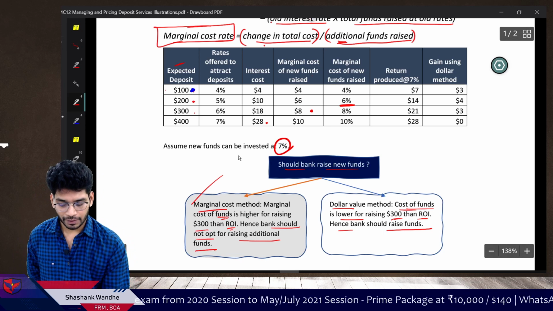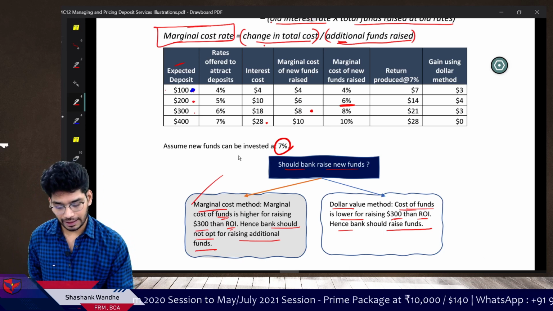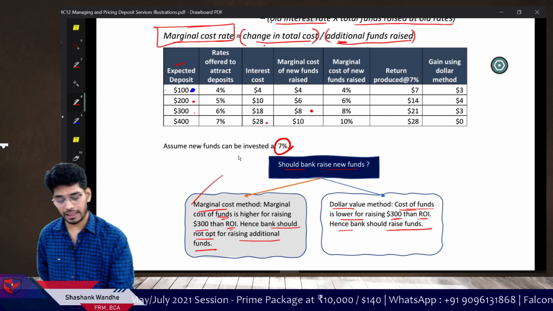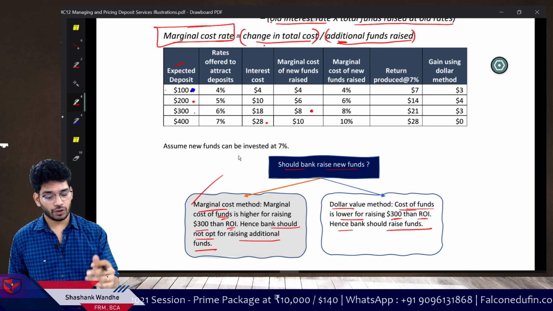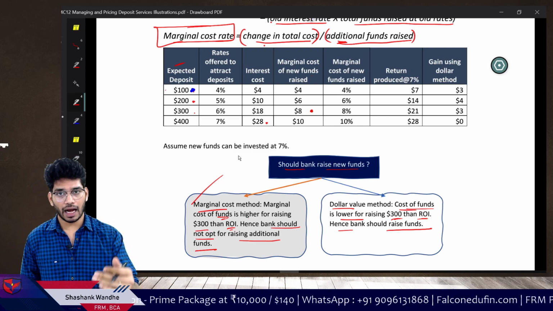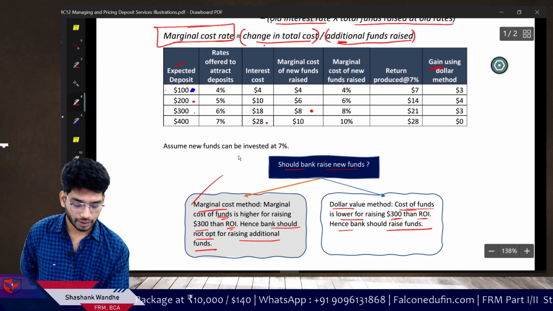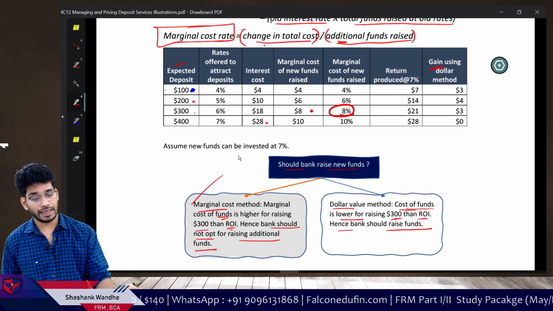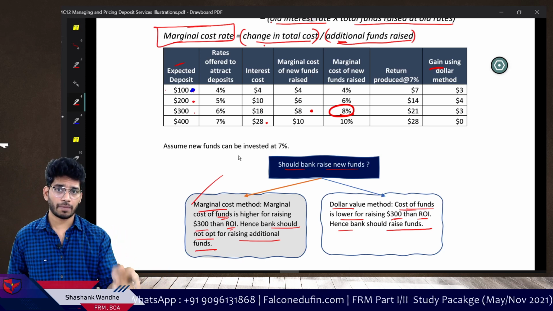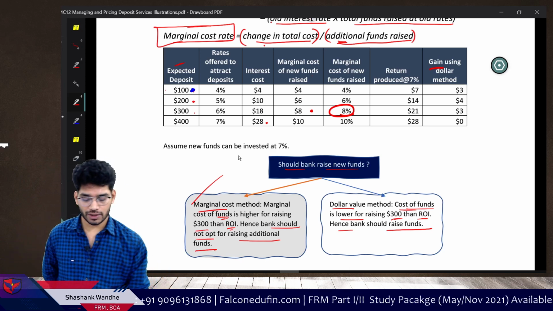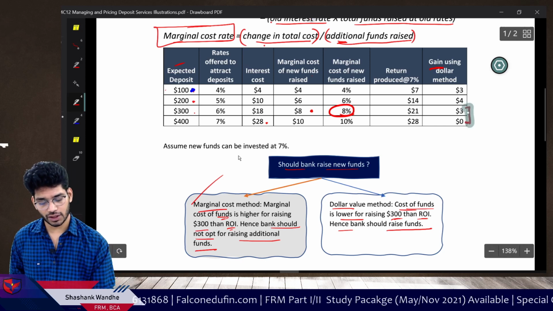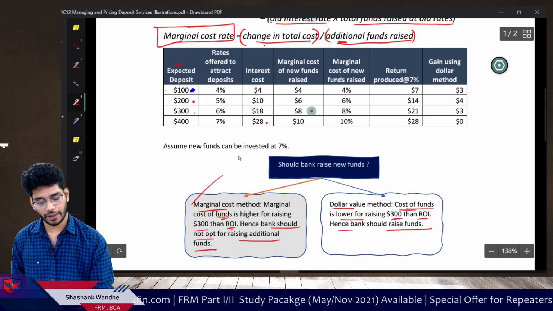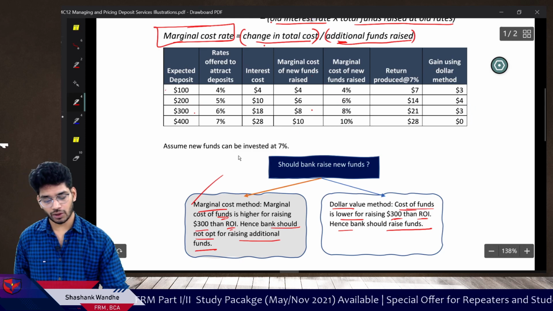Always make sure that your lending rate is higher than your marginal cost. In that situation, when your lending rate is higher than the marginal cost, you will produce positive returns, that is a higher income. If the equation is reversed, like in this case, if your lending rate, which is 7%, goes below your marginal cost, then you will start generating losses and soon you will end up generating losses. So this is about the marginal cost method.